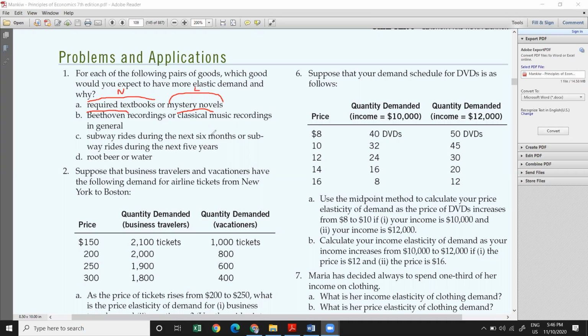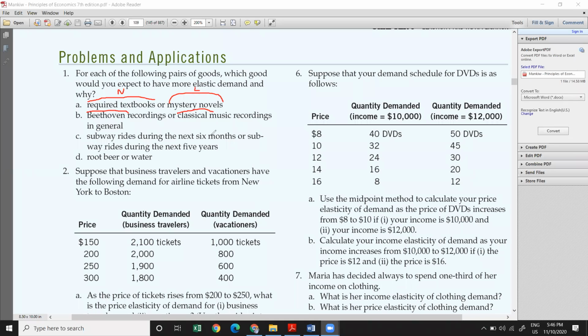But if the fares for subway rides remained high for a long time, people would gradually switch to alternative forms of transportation. As a result, the quantity demanded of subway rides during the next 6 months will be less responsive, which shows that it will be inelastic or less elastic in contrast to the long term. So in the long run, demand for products is more elastic than in the short run. This is what it says here.